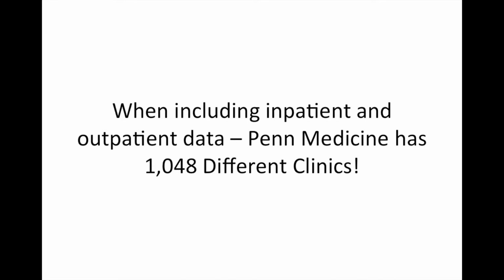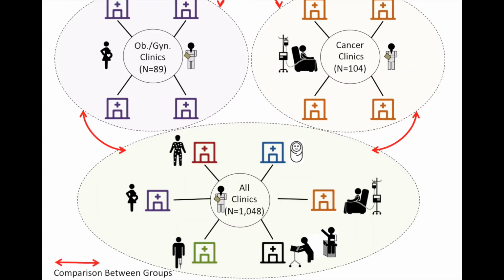Data from Penn Medicine actually comes from over 1,048 different clinics. This includes data from both inpatient and outpatient settings. These data are very diverse. Here within each N equal sign, we have the number of distinct clinics belonging to that category. So for example, there are 89 distinct OBGYN clinics within Penn Medicine, and there's 104 distinct cancer clinics. Many of these different types of cancer clinics actually treat different types of cancer, and therefore they are very different from one another. However, the category in general of cancer clinics is similar and yet also distinct from OBGYN clinics.